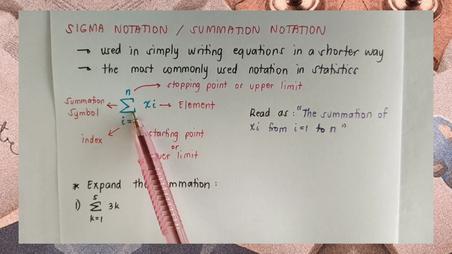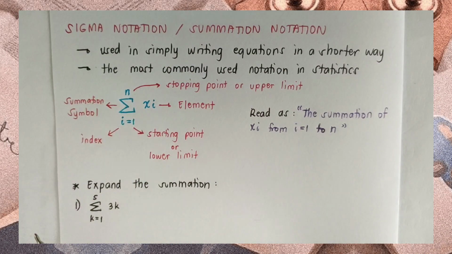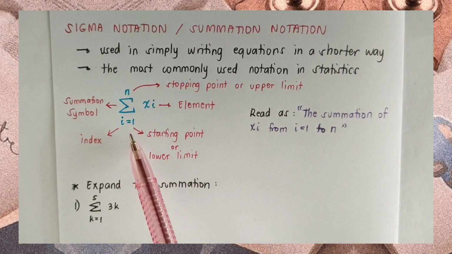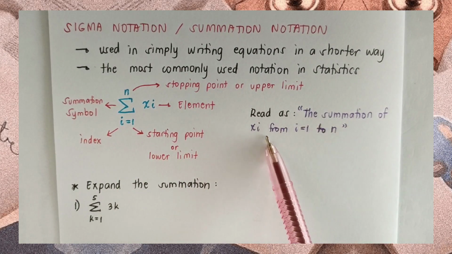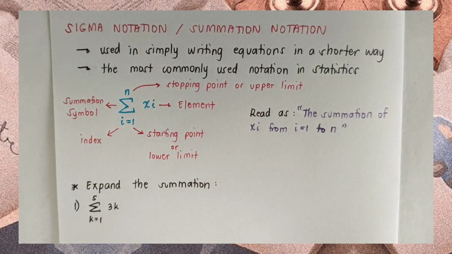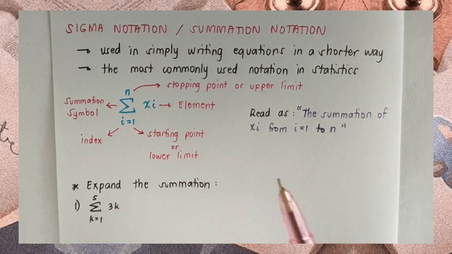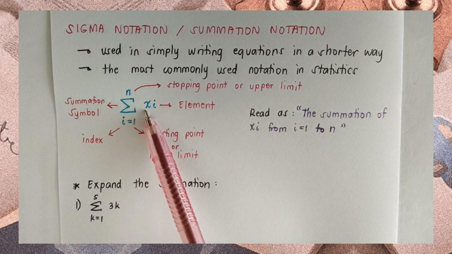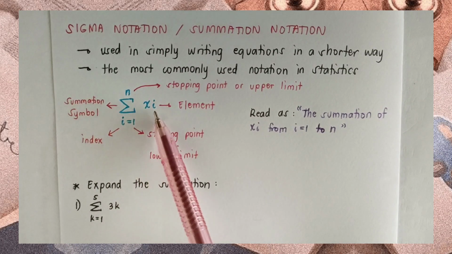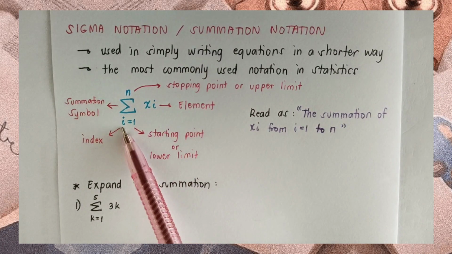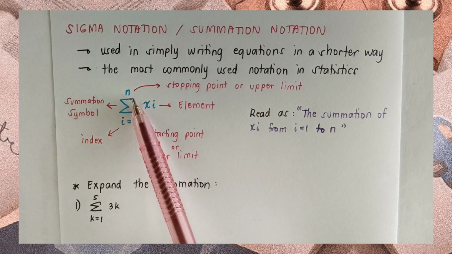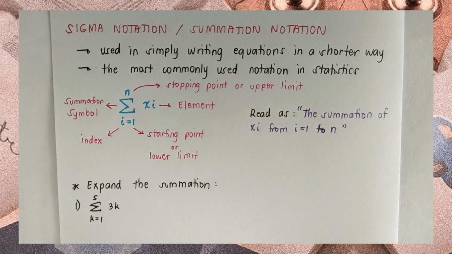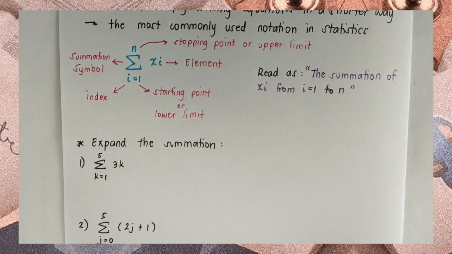And this sigma symbol is known as the summation symbol. And it is read as the summation of x sub i from i equals 1 to n. I repeat, when we read this one, it will be the summation of x sub i from i equals 1 to n. I hope you understood. Okay, let us proceed with our first example.